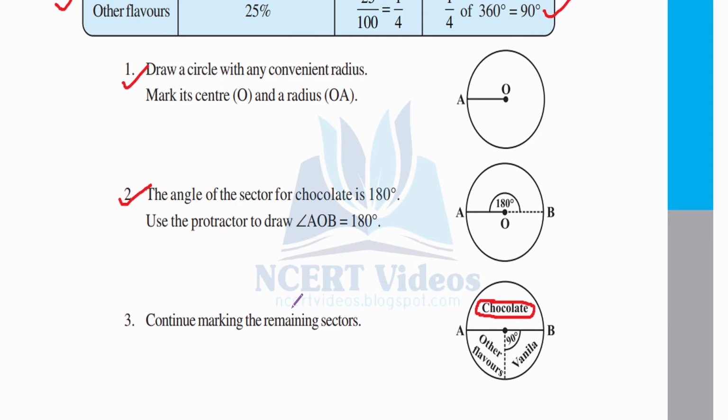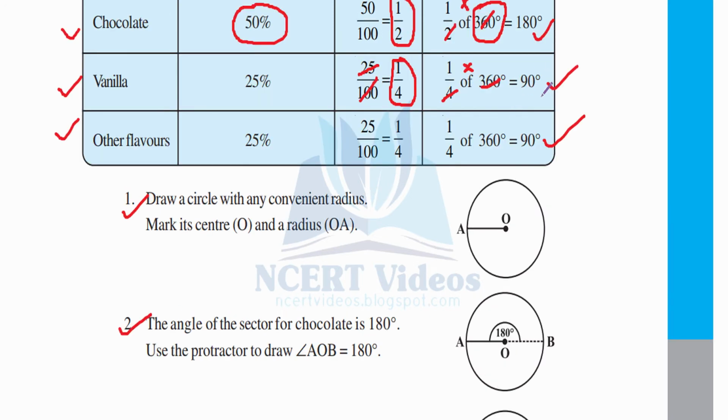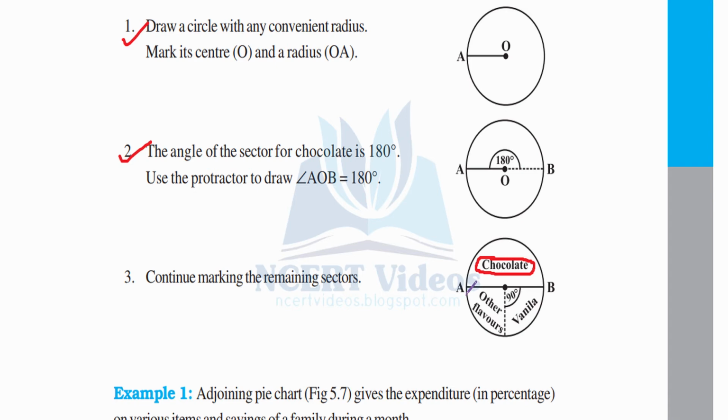Now continue making the remaining sectors. That is, we have to construct two 90 degree angles. That is, we have to divide this remaining 180 degrees. So we will use our protractor again and mark 90 degrees from this point. So 90 will fall here, and finally we will connect it. And we will write vanilla and other flavors. You may write it in any sector because these both angles are equal. So with this, we come to know the process of how to construct pie charts or circle graphs.